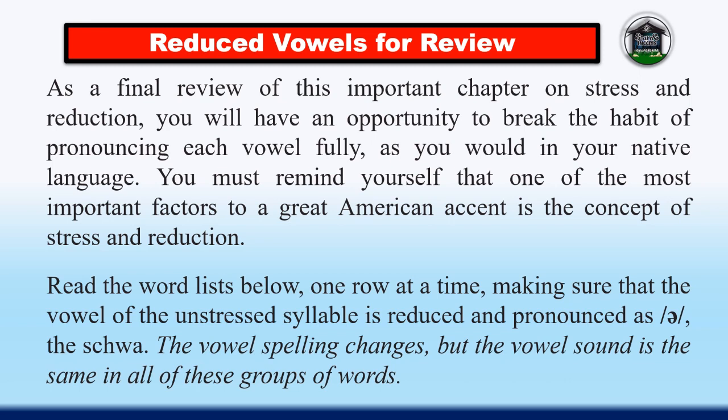Little, social, level, awful, symbol. Now, listen to the correct accent with unstressed second syllables. All of the syllables are pronounced the same, even though the spelling is different. Little, social, level, awful, symbol. Read the word list below, one row at a time, making sure that the vowel of the unstressed syllable is reduced and pronounced as the schwa.